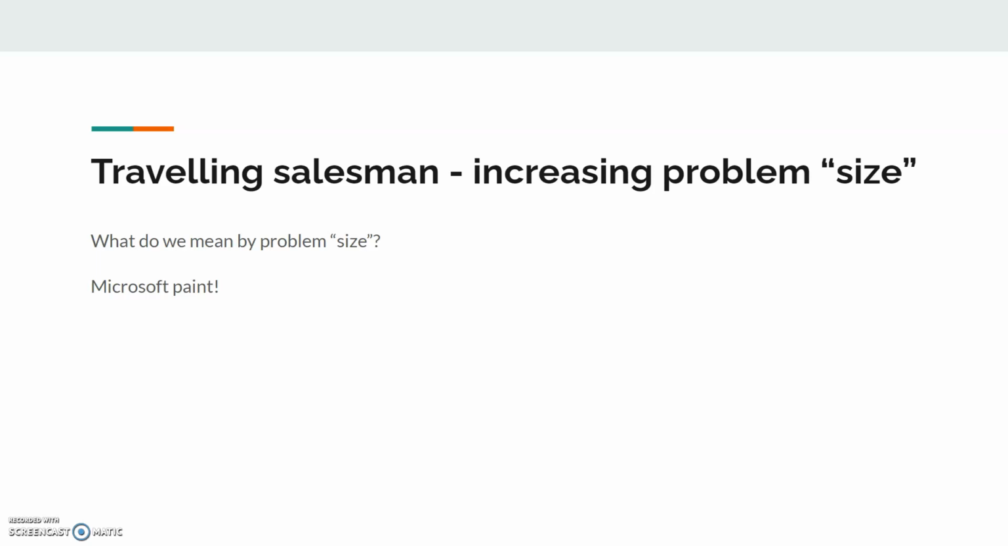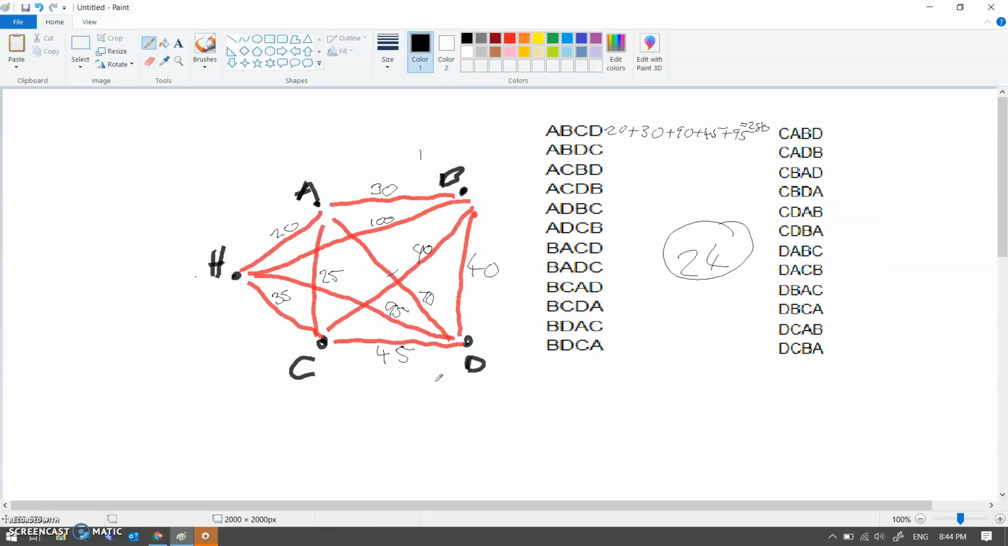So anyway, over to Microsoft Paint, and this is where we were before. We had our 4 cities. What I'm going to do is add in a 5th city, E. Oops, that's not what I wanted to do. I want it to be in a brush size. Brush. Good thing I'm prepared, isn't it? Right, E is down here.